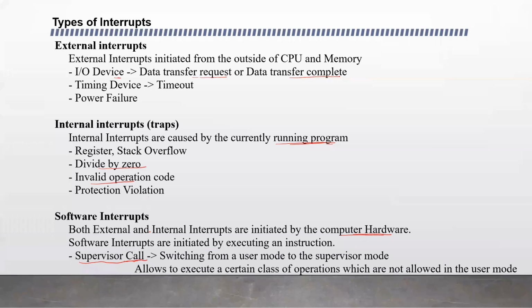These are the types of interrupts. External interrupts are initiated by external units, and internal interrupts are initiated by some internal operations happening in the system. These are all initiated by hardware. Even though the interrupt is caused by the running program, the hardware initiates the interrupt. That's about interrupts. If you have any doubts, you can ask me now.